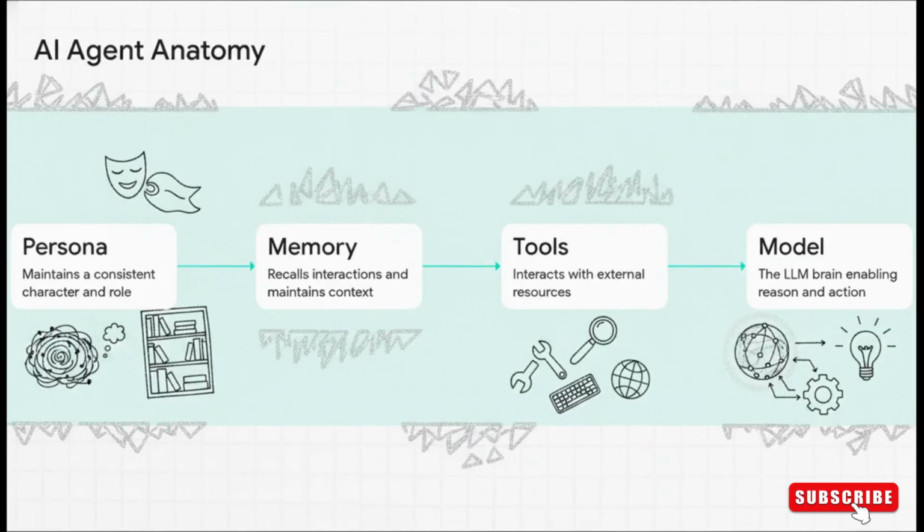To actually pull off that REACT framework, every sophisticated AI agent out there relies on 4 foundational pillars. You can think of these as the vital organs of the agent. We've got persona, memory, tools, and the model. Let's zoom in a bit on what makes these pillars so powerful.